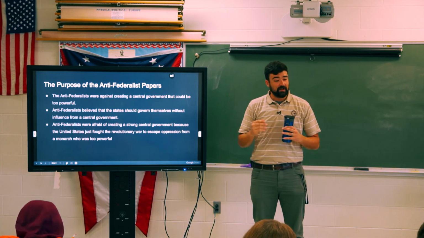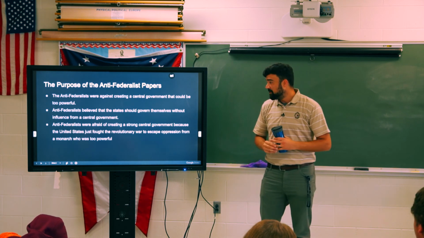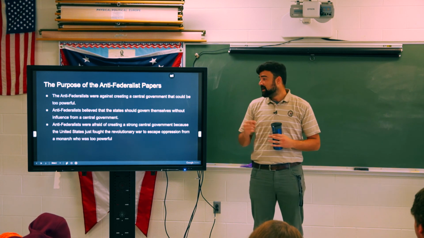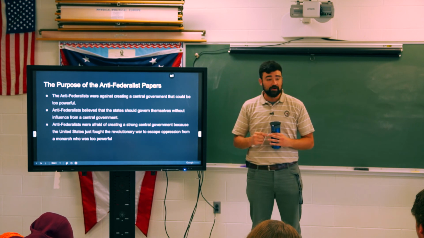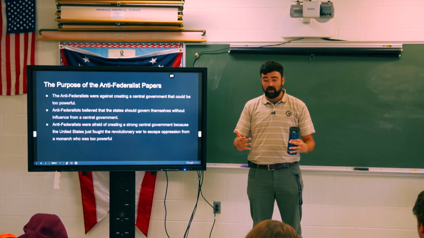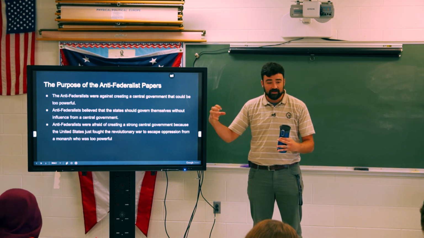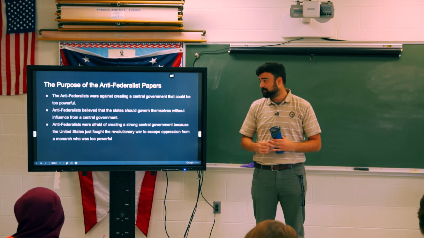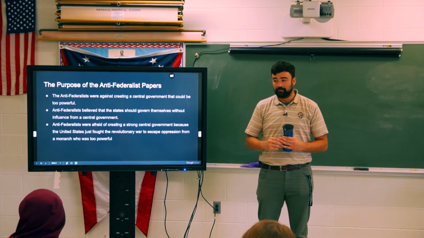Now those two things go in, and there's some reasoning behind why they believe these things. The Anti-Federalists were afraid of creating a strong central government because the United States had just fought the Revolutionary War to escape oppression from a monarch who was too powerful. The King of England had too much power, and the colonists had just fought a war to get away from an oppressive, strong central government, or in this case, the king. You could call him a tyrant even. And so they wanted the power to remain with the states, closer to the people.